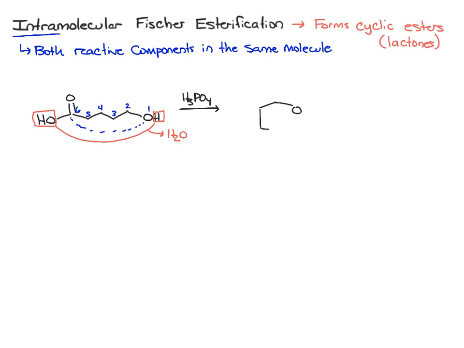So here's what that would look like. There's 1, 2, 3, 4, 5, and 6. And your byproduct is water. So this product is a cyclic ester, which we call a lactone. But specifically, this one is referred to as a delta lactone.